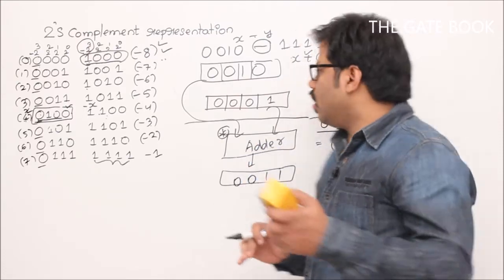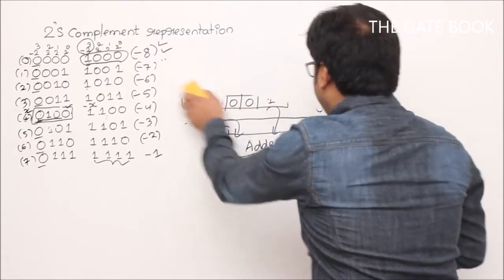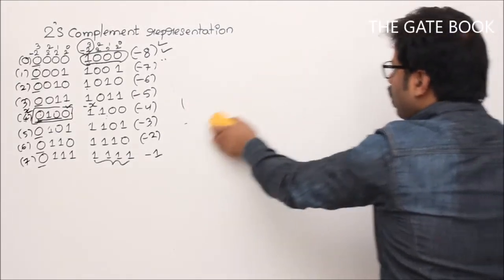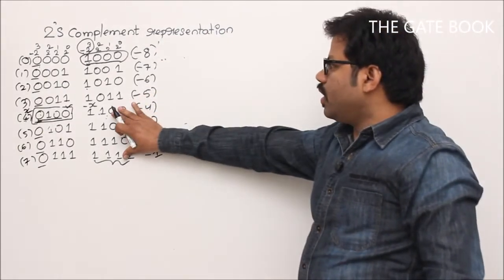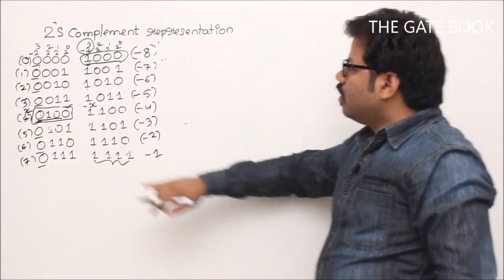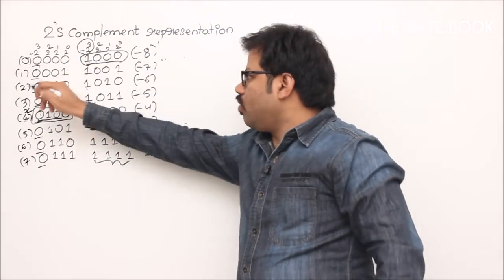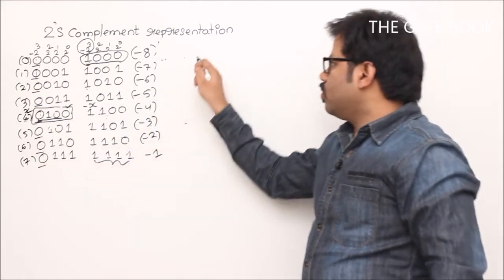That is one thing. Now we'll see the range of numbers in 2's complement. In 1's complement we have already seen. In 2's complement we'll see now. So first of all, observe here so that we can easily understand. If the first bit is 0, then all are positive, right?